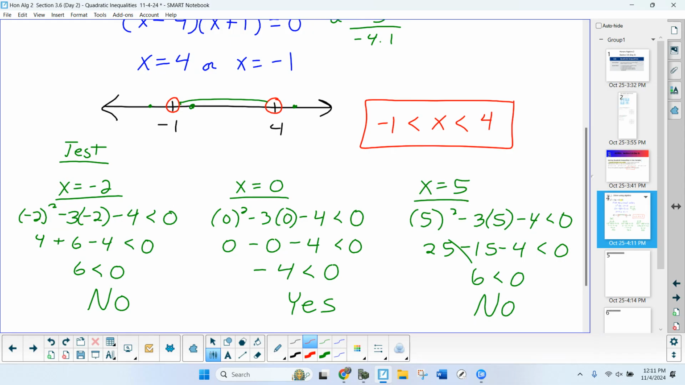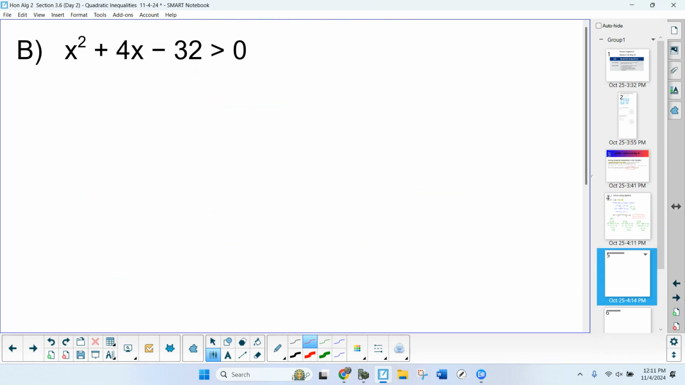A lot of work, isn't it? Okay. Let's work on another one. You guys ready to go to example 2? We only have 3 to do right now in class together. Let's look at this one. x squared plus 4x minus 32 is greater than 0. There's a minute to get that one copied down.